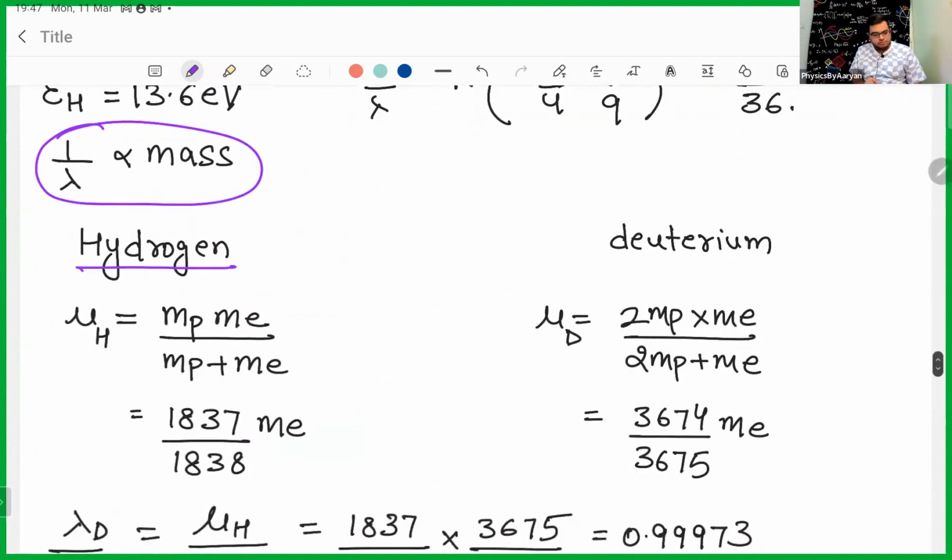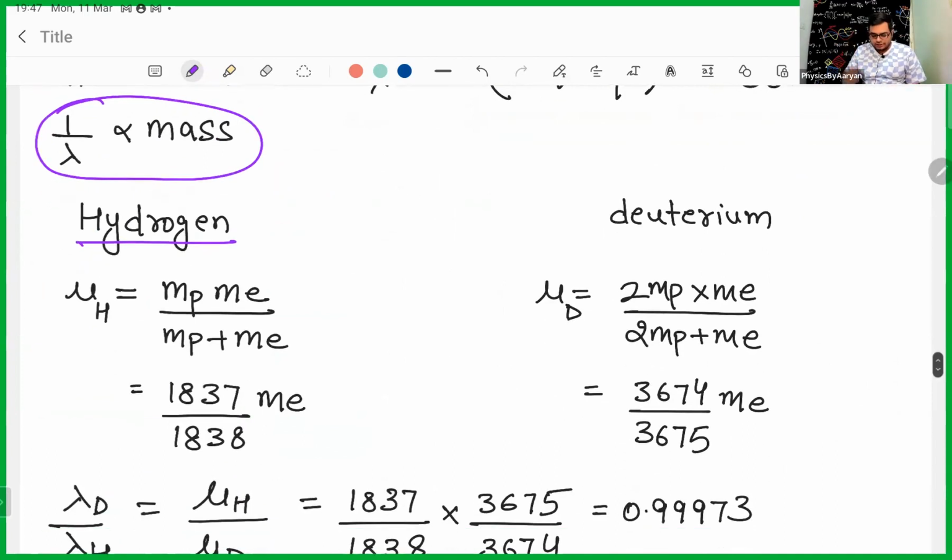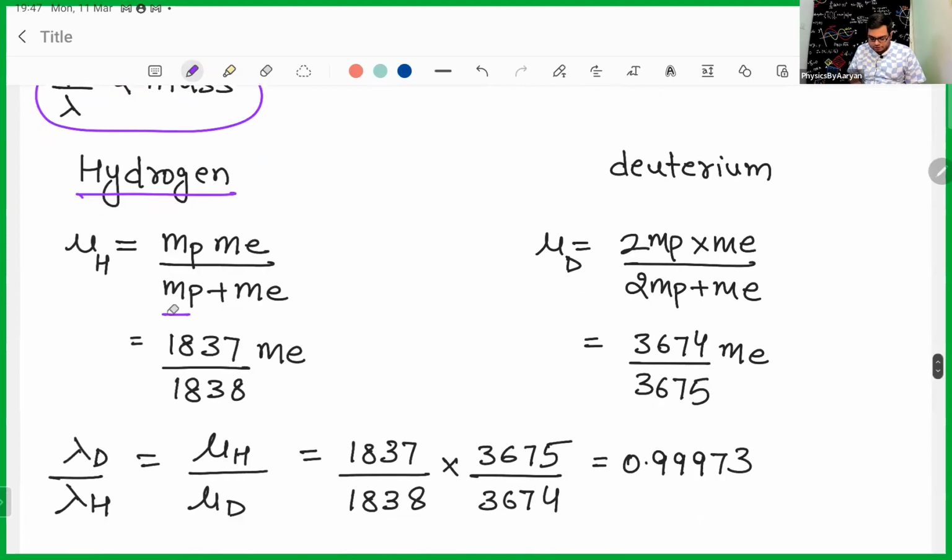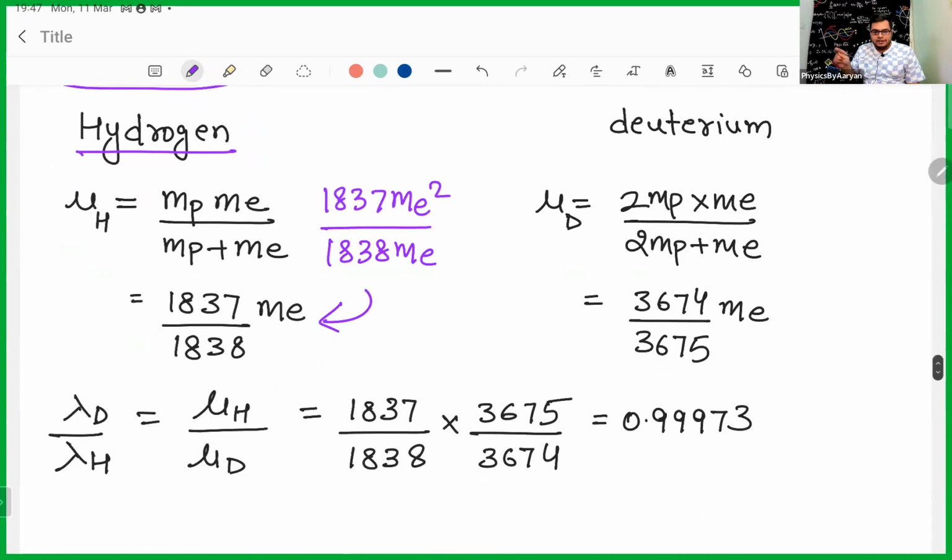So हाइड्रोजन के लिए reduced mass कैसे निकालेंगे? न्यूक्लियस क्या है उसके अंदर? Mass of proton into mass of electron divided by mass of proton plus mass of electron. Mass of proton I already told you: 1837 times mass of electron. Right? And then 1837 plus 1 will be 1838 times mass of electron. If you solve this, you simply get 1837 by 1838 times mass of electron.